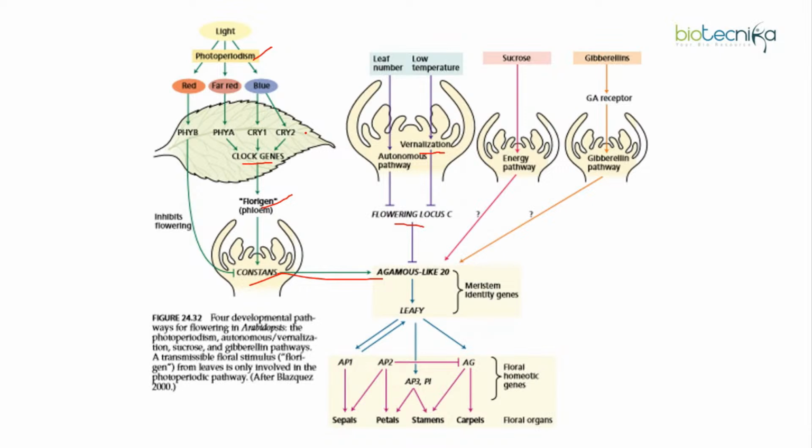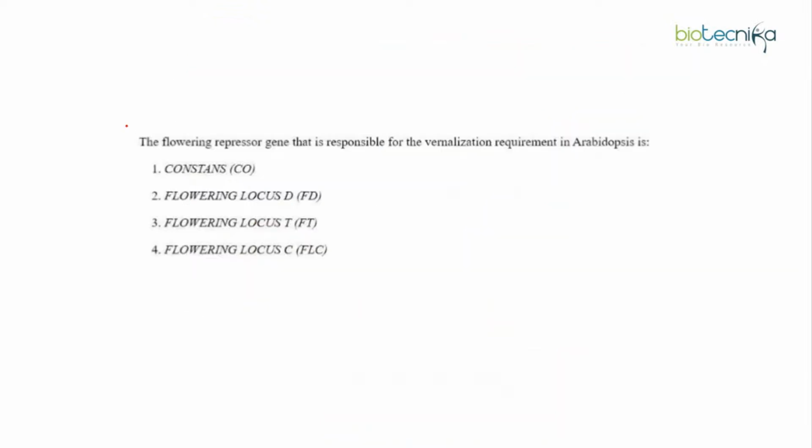So I hope you have understood the definition, like the regulation of photoperiodism. Or should I repeat? Okay, so like photoperiodism, you have the low temperature, that is vernalization, and like that you have the sucrose and gibberellins also. Okay. Now, coming to the second question.